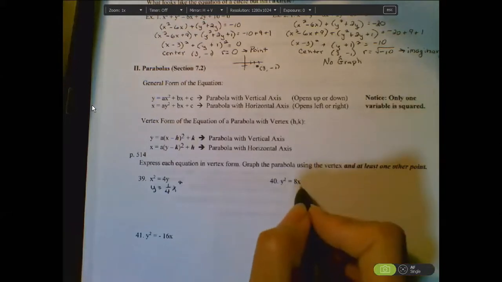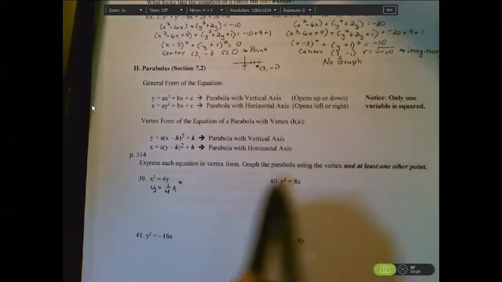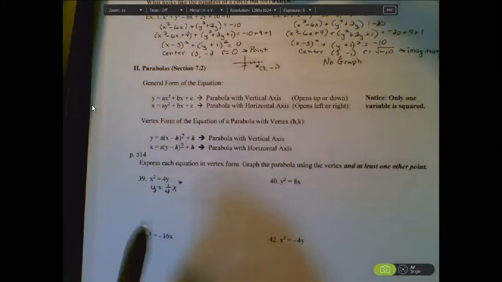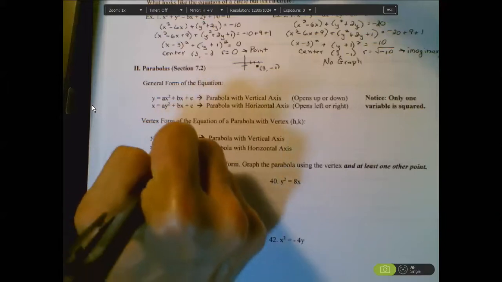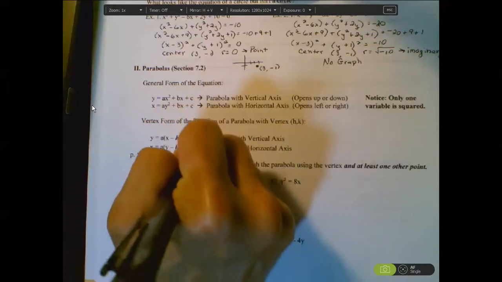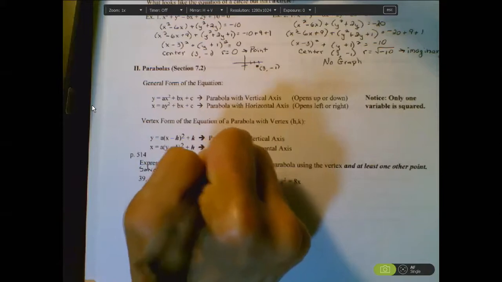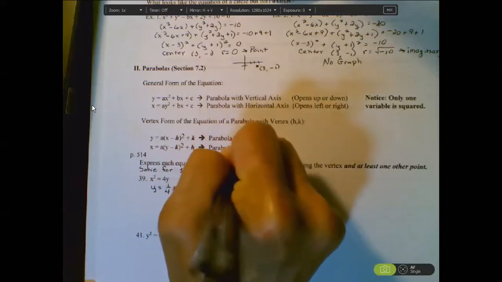So let me see if I wrote you this note. I don't see it, so let me add this note. Solve for the first degree variable.